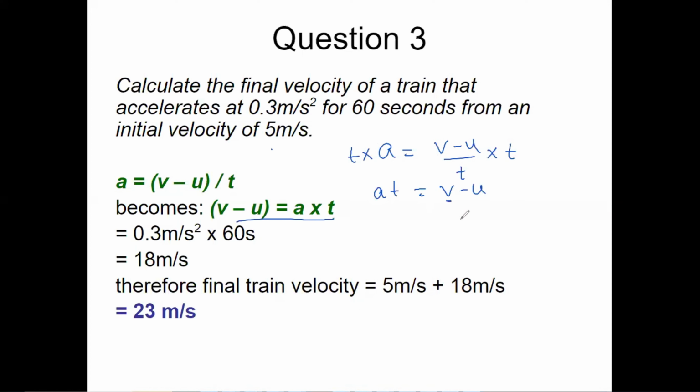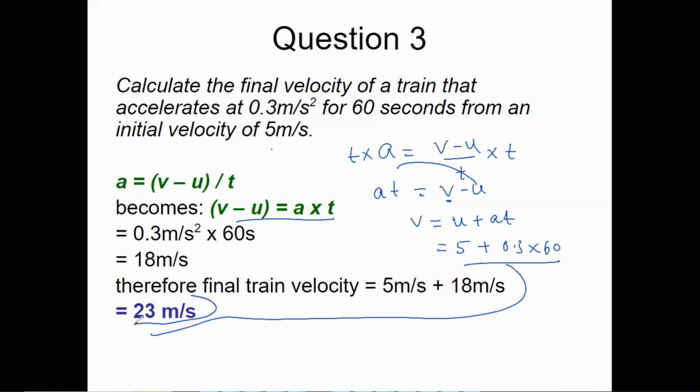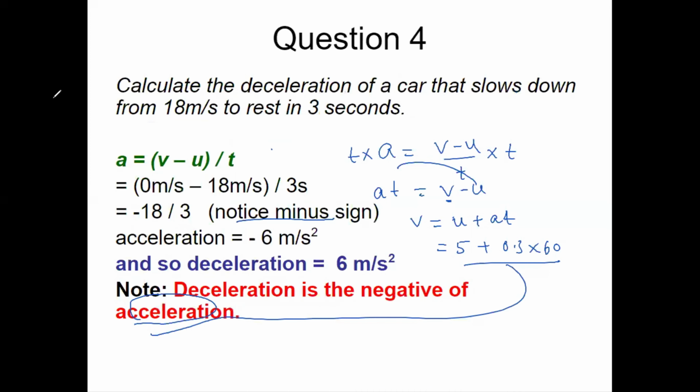So if we want V, we take U to the other side and it will be a plus. So therefore, V will be U plus AT. So if you confirm, initial velocity is 5, and then AT, so that is 0.3 times 60. Confirm if this will give you 23 meters per second. Again, that is how that is done.